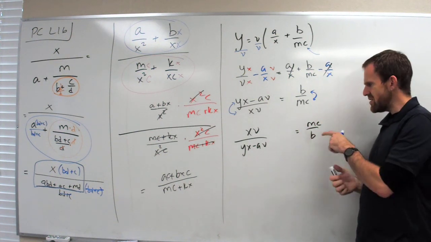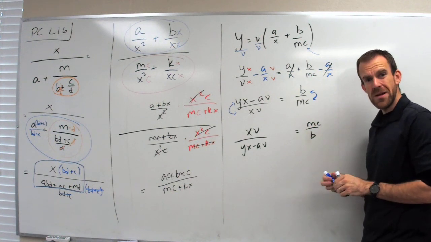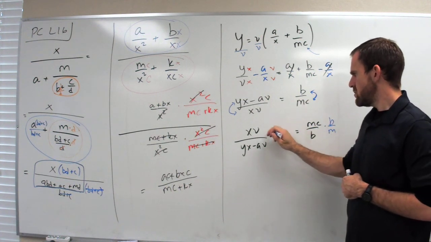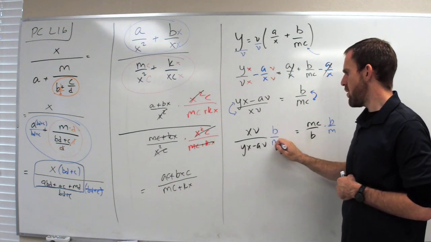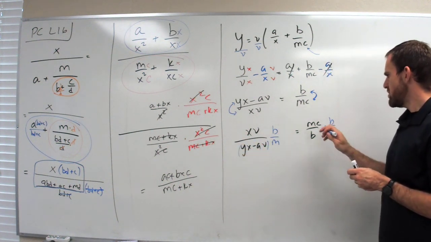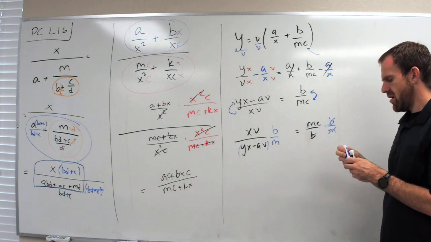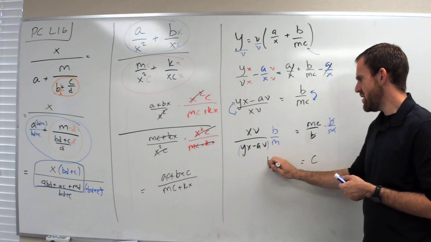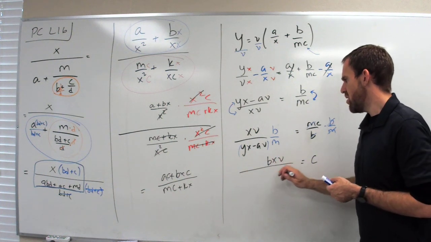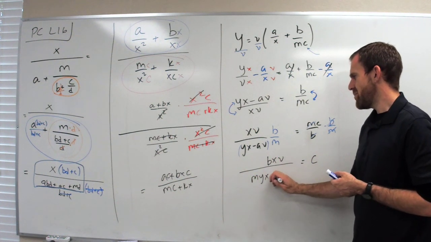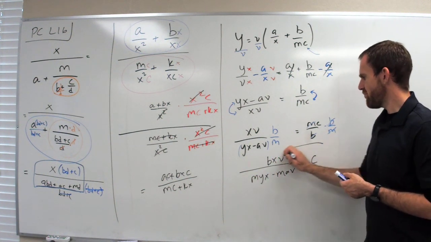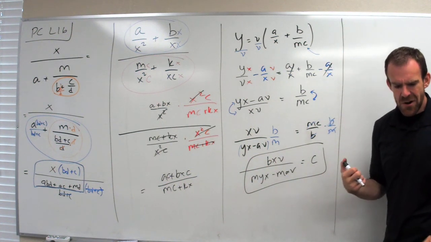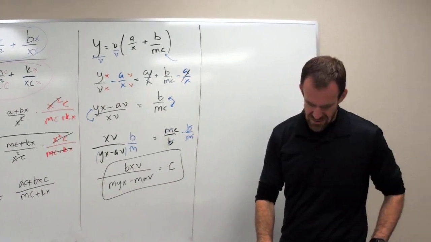Finally, I'm solving for c, so I want to get rid of m over b. I will multiply by the reciprocal. So these cancel, and I'm left with my answer. c equals bxv over myx minus mav. And that's that.